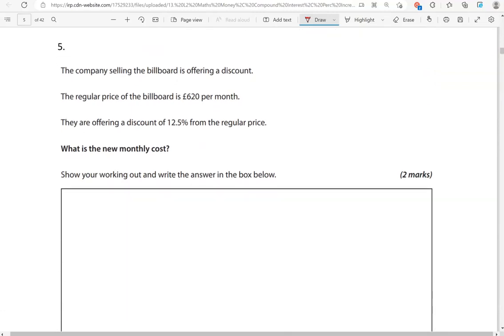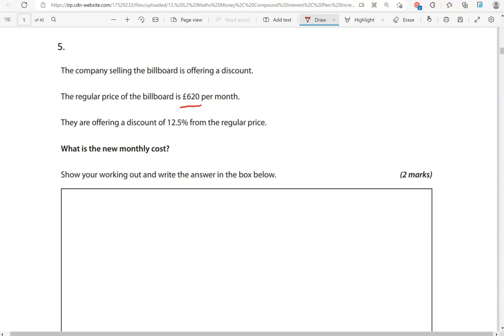The company selling the billboard is offering a discount. The regular price of the billboard is £620 per month. They are offering a discount of 12.5% from the regular price. What is the new monthly cost?